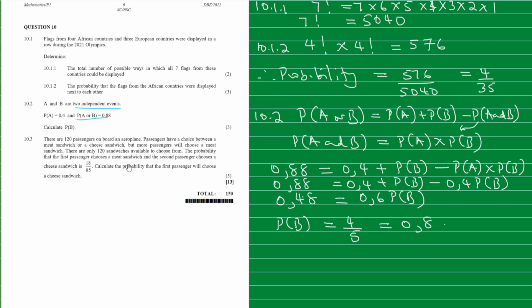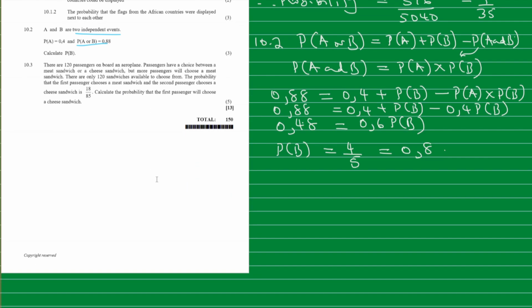Okay, so this is an example of compound events where we get one event after the other. For example, the first passenger chooses a sandwich, and then another one. So there are two events, one after the other. Those are compound events, so the best way of dealing with that is to prepare a tree diagram.